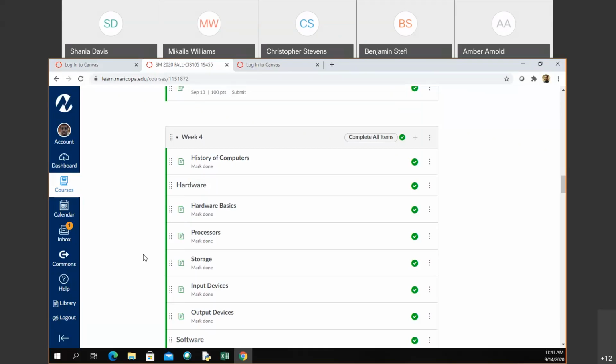But just like most things in life, before you can jump into the now, you have to look at the past. So we're going to look at the history of computers.